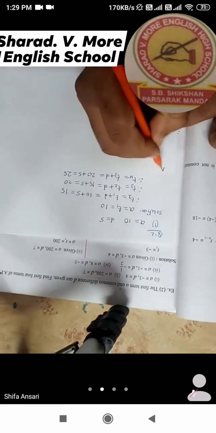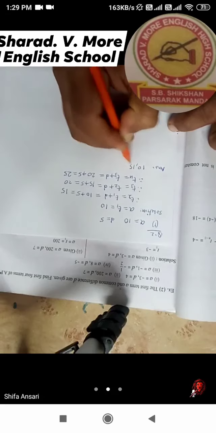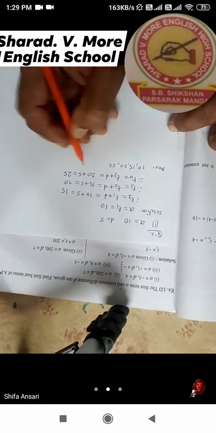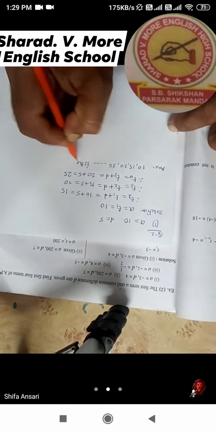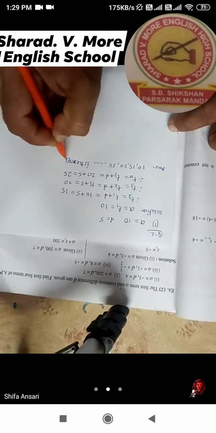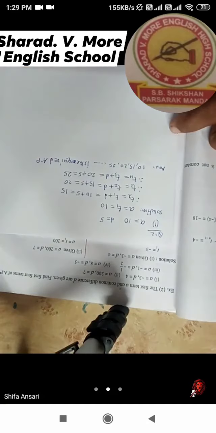It's clear now? So here we have to find out the 4 to 5 terms and then we have to write down the AP. Okay, the answer: 10, 15, 20, 25 and so on is the required AP. Okay, so here required AP is 10, 15, 20, 25. In this way we have to solve all the questions.